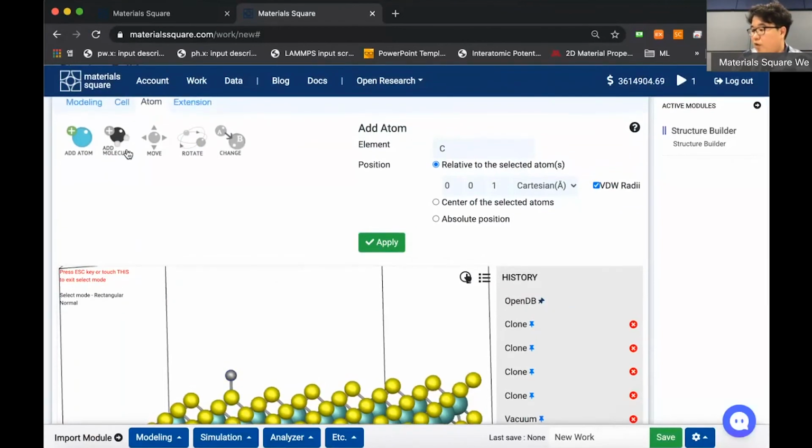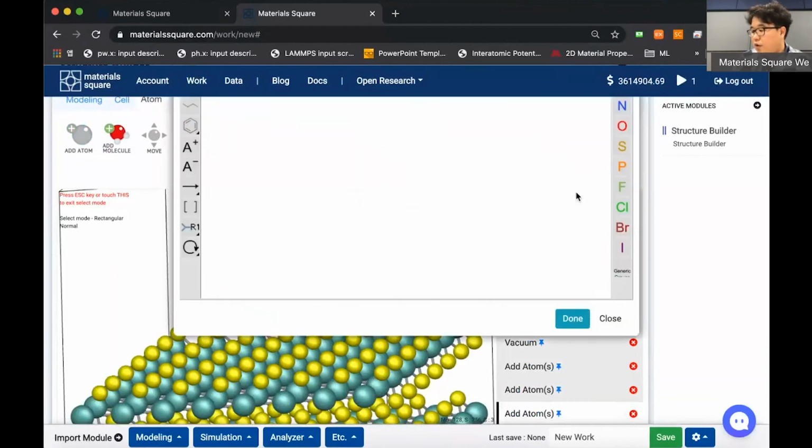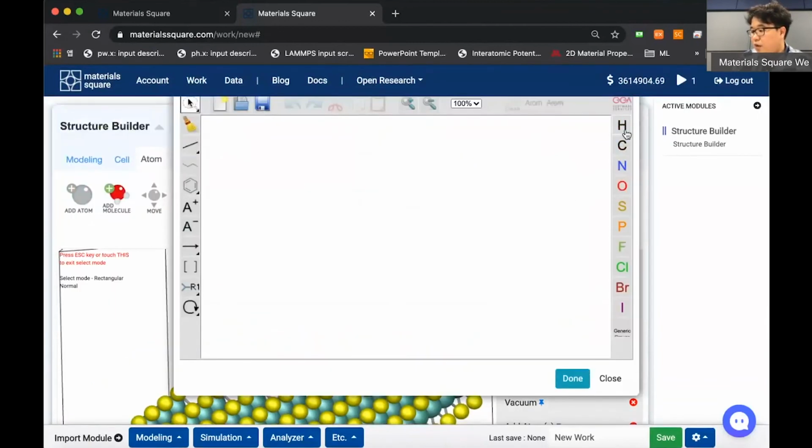And how about add molecule? Okay. So I want to draw a molecule in here. So I draw something like H2, right? So in here, done.